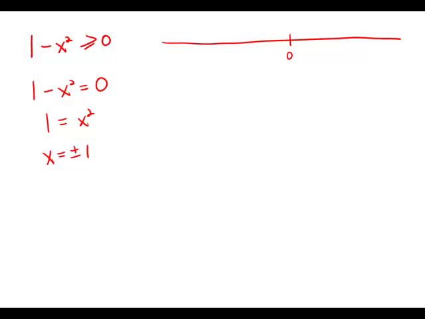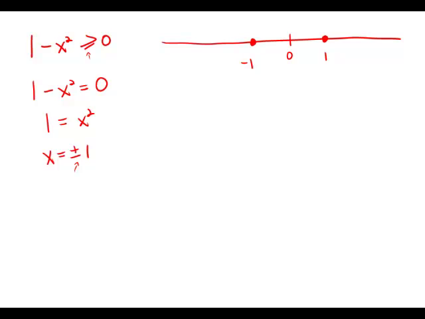Well, because this is greater than or equal to, these roots here are actually going to be included in the solution. So I'm going to put solid dots there at 1 and -1. And notice now that these roots divide the number line into 3 separate regions. So step 2 is to try values from each one of these 3 regions to see if they satisfy the inequality.